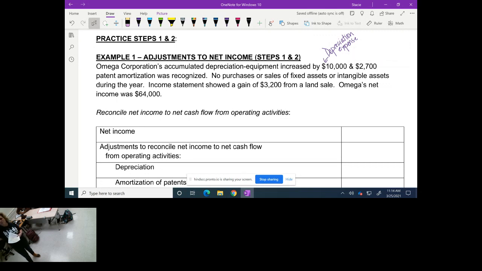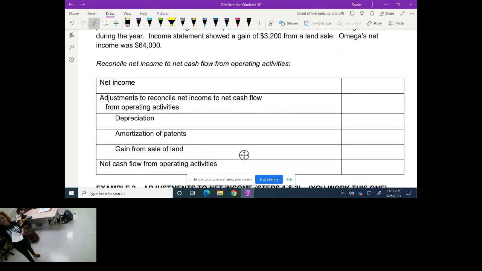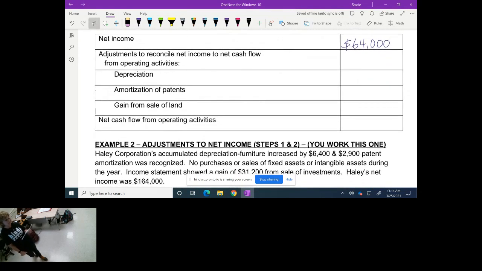All right, so we start with net income. They're telling us it's $64,000. So that's the first thing you're going to show. And this is the first section on the statement of cash flows. We start with net income. All right, so we have depreciation expense of $10,000.